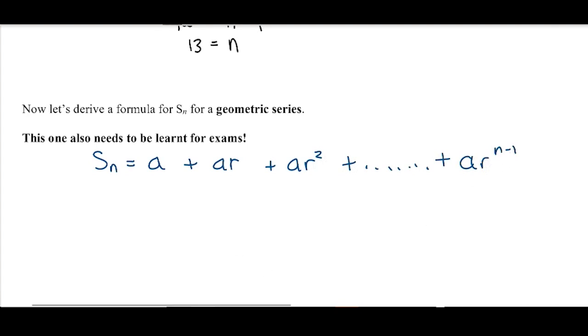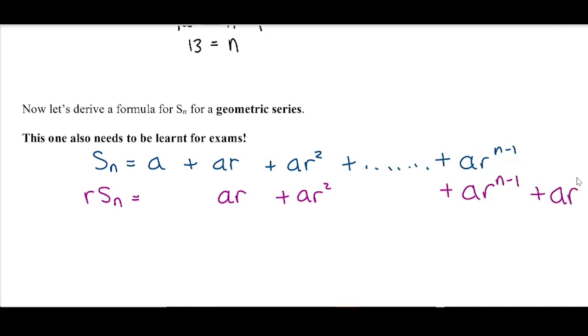Clever trick now. We're going to multiply this equation by r. So a times r becomes ar, and I'm going to write that over there. This term over here, ar, becomes ar squared, and I'm going to write it over there. The one that was ar to the n minus 2 will become ar to the n minus 1. And this one, when I multiply it by r, I add my exponent, and I've got an exponent of 1 on the r, so I just get ar to the n.